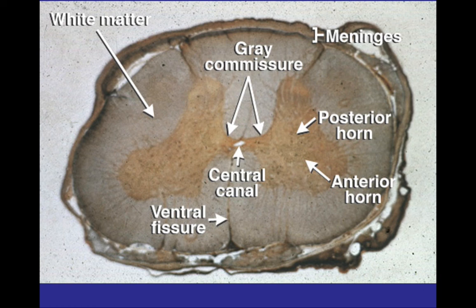So we're now going to get started on the anatomy of the spinal cord. Throughout each segment of the spinal cord, as it travels from superiorly to inferiorly, we're going to have the same arrangement of the gray matter and the white matter.